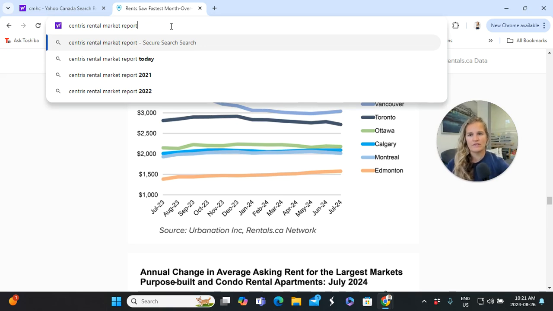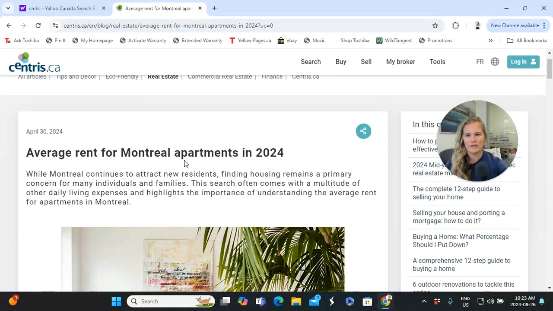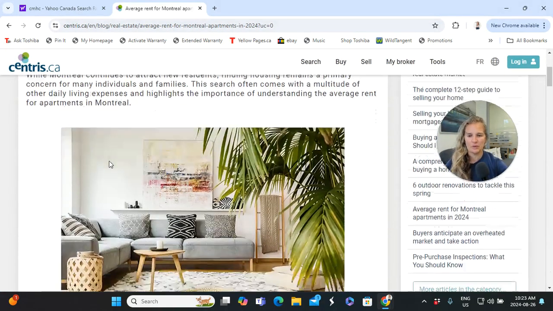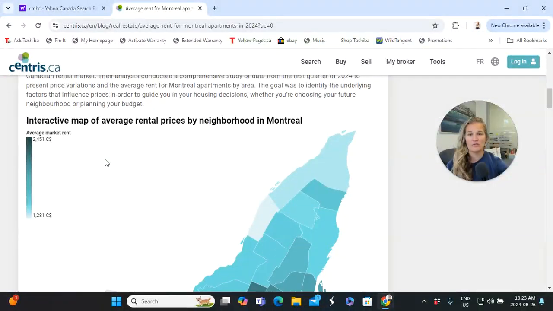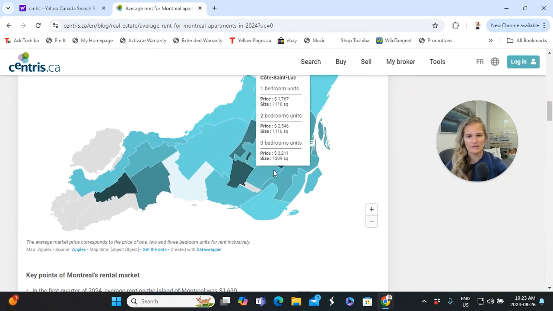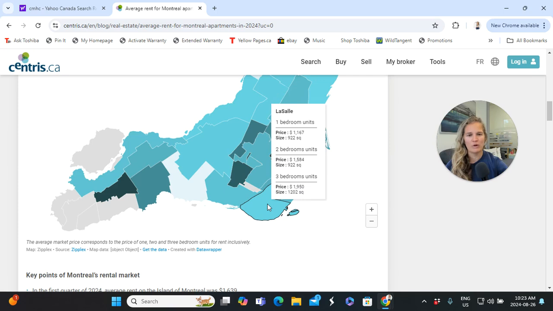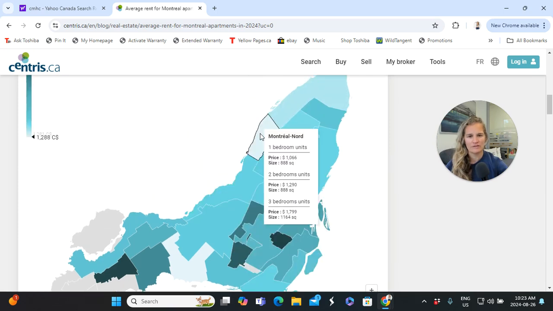The next interesting thing is to look at Centris, and they also have rental market data. So here on Centris, I will find some data for the average rent for Montreal apartments in 2024. So this can also give you an interactive map. I find this very interesting because here we can sort of check the average square footage, the average rent of what is advertised on Centris across the island.